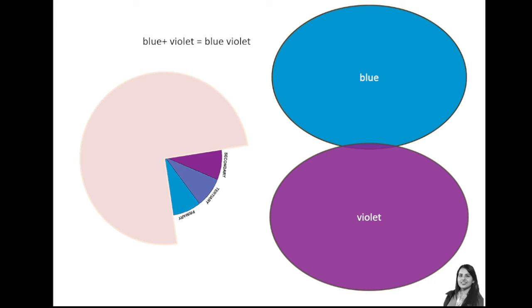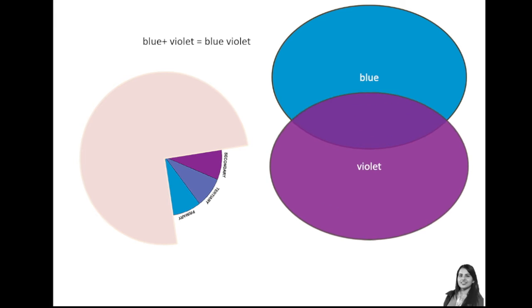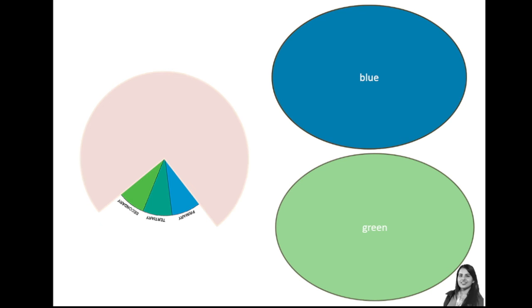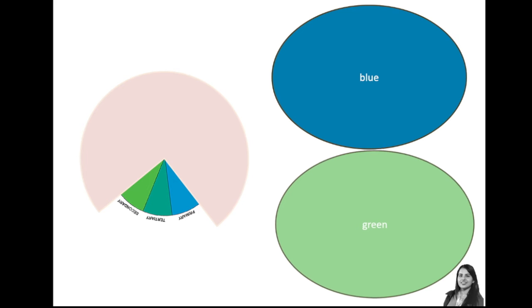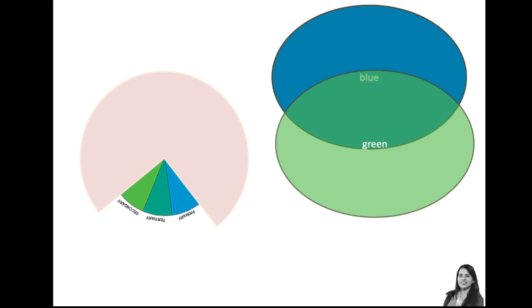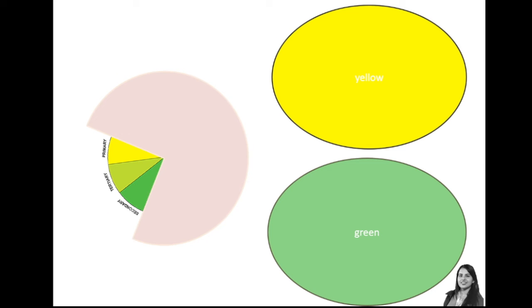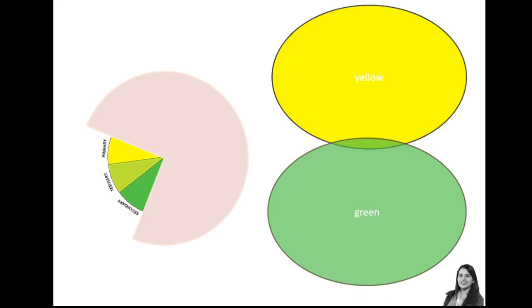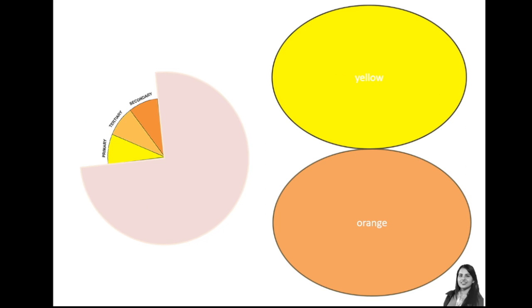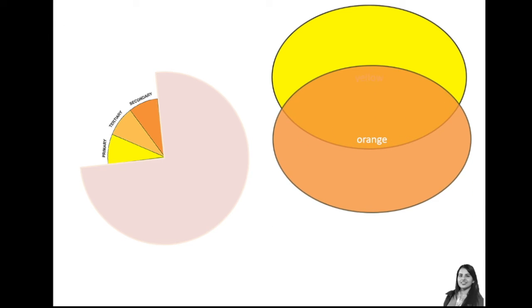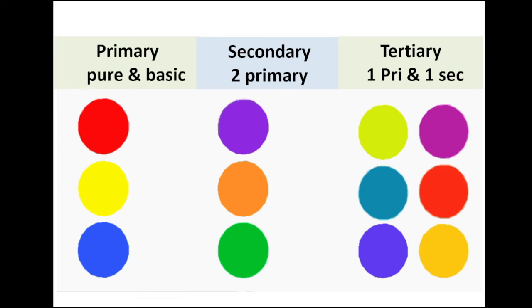First primary blue with one secondary violet is called blue violet. Primary color blue, when we mix it with green, then we get blue green. Yellow with green, we create yellow green. One primary yellow with one secondary orange, then we create yellow orange. Here we have done primary, secondary and tertiary colors.